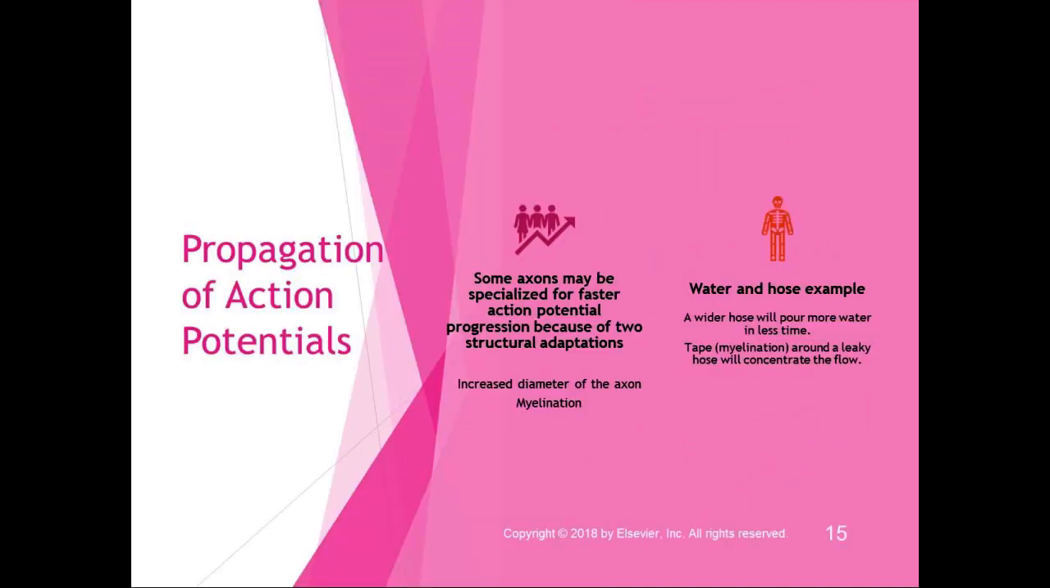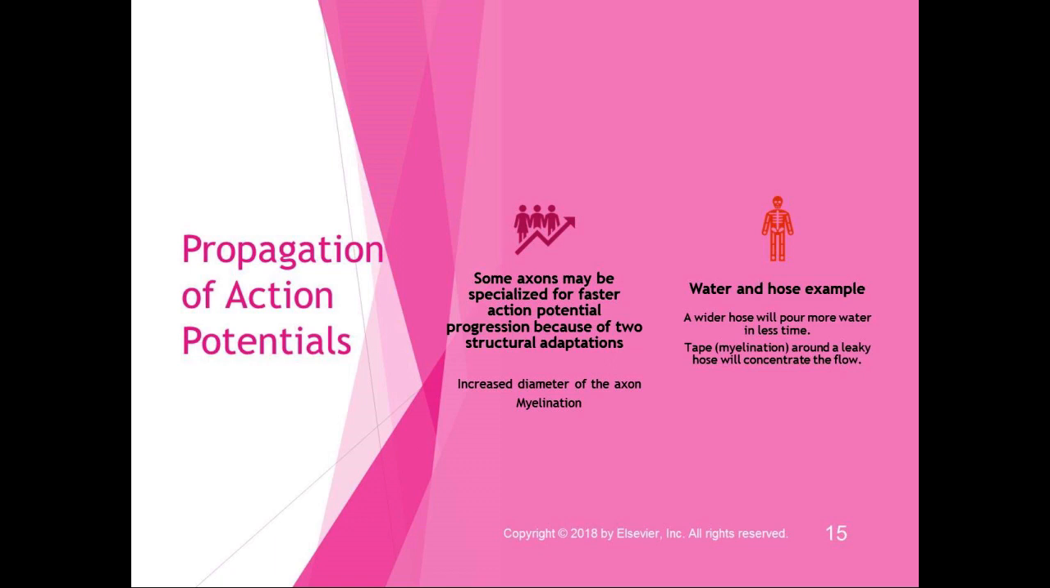So in terms of propagation of action potentials, there's a passive component and an active component. Some axons may be specialized for faster action potential progression because they have an increased diameter of the axon or increased myelination of the axon. With increased diameter, a wider hose will pour more water in less time. And you can think of the myelination as like tape around a leaky hose that concentrates the flow.